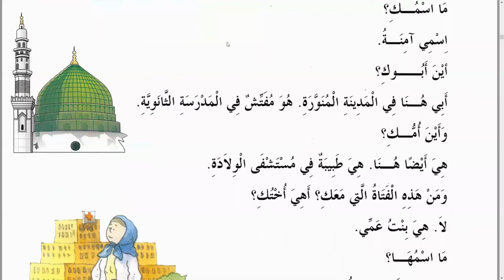Now we learned in lesson number 9, this is the adjective, and this is called naat, and this is the manut. Adjective, naat, manut. And huna is zarf. What is zarf? Zarf is an adverb. Abi huna fil madinatil munawara. My father is in Madina Munawara.